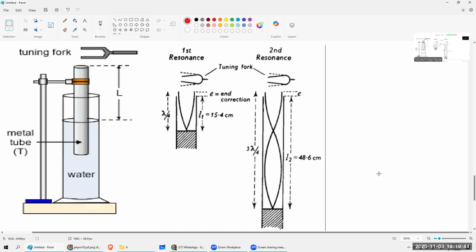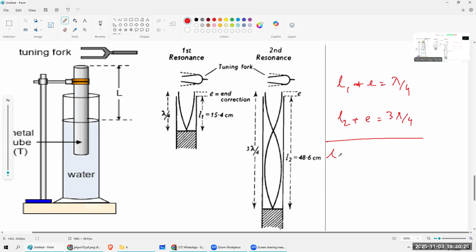So you find out L1 first, then you find out L2 next. Here also, adding L2 and E gives how much? 3 lambda by 4. L2 is the physical length of the metal tube, from the open end to the water level. First resonance level is L1, then 3 times as much, the third harmonic, is L2. The equations are written down, you'll understand when you see them. Look. So I can write like this. L1 plus E equals lambda by 4. L2 plus E equals 3 lambda by 4.